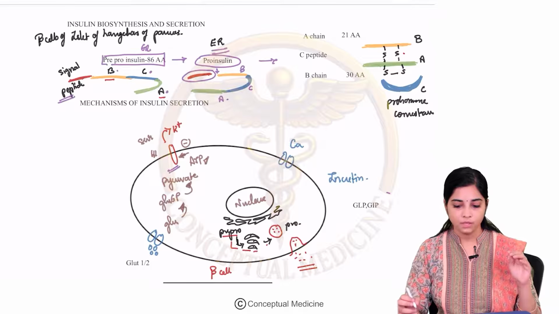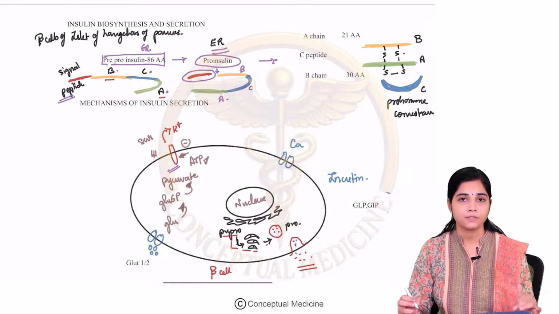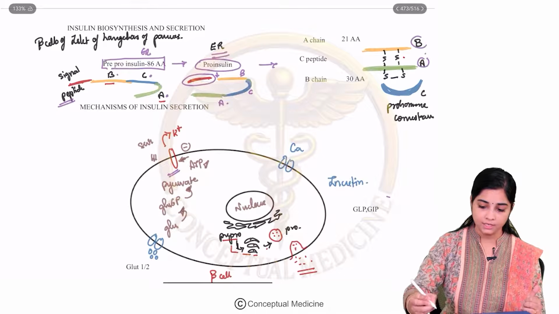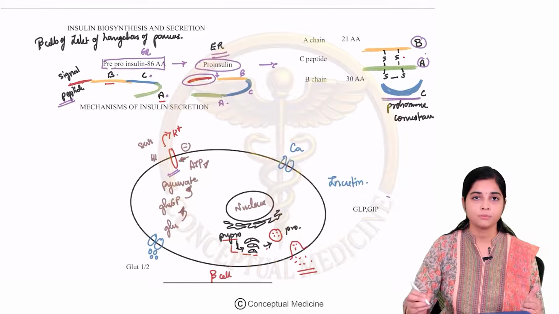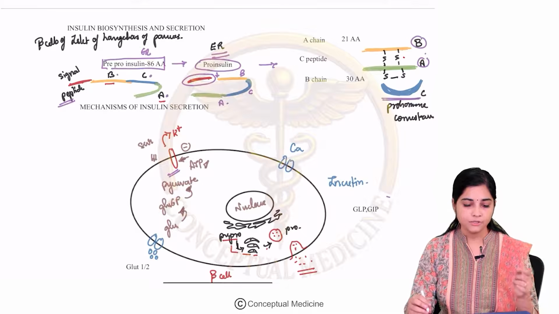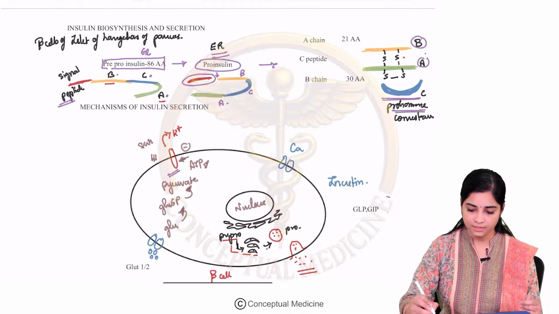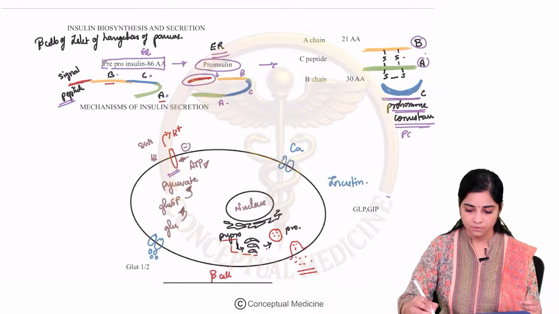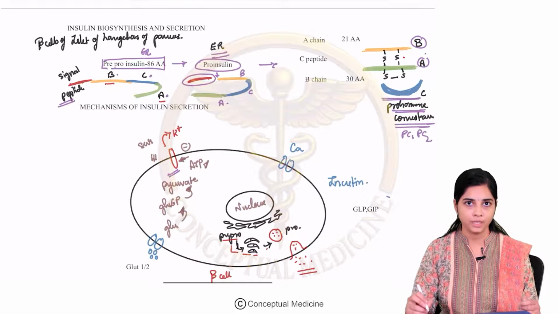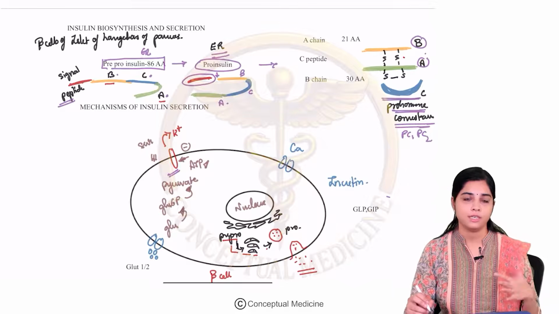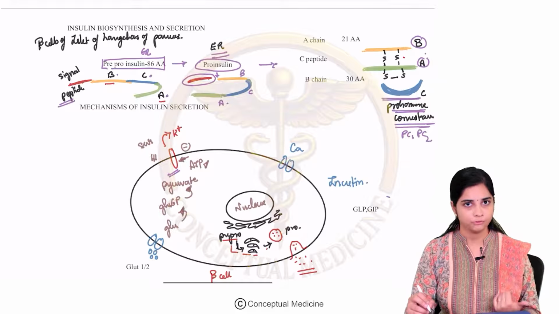Okay. So what is the final structure of insulin? The insulin comprises the A chain and the B chain, and the C peptide is removed. The conversion of proinsulin into insulin is brought about by an enzyme that we call prohormone convertase PC1 and PC2. The final insulin basically comprises only two chains, A chain and B chain, and the C peptide is removed.